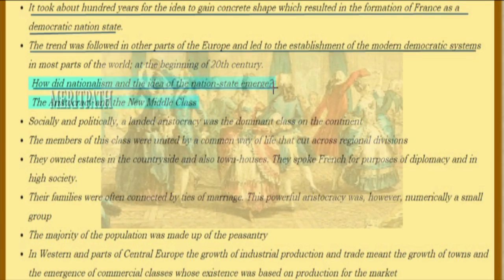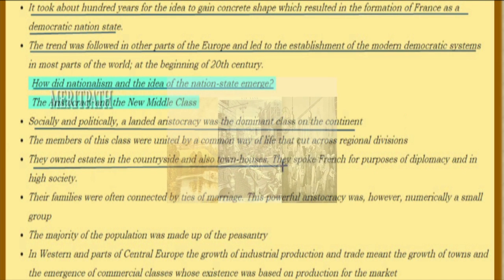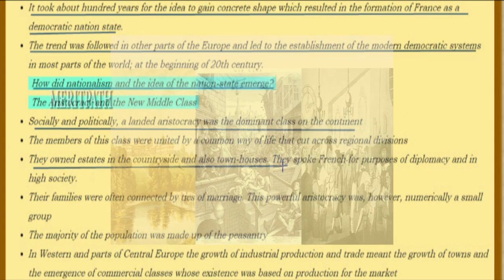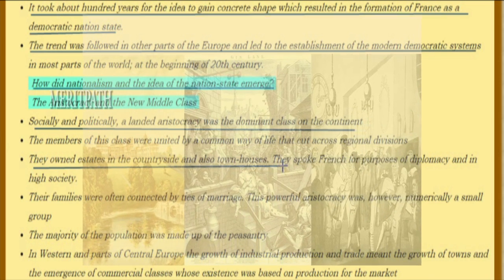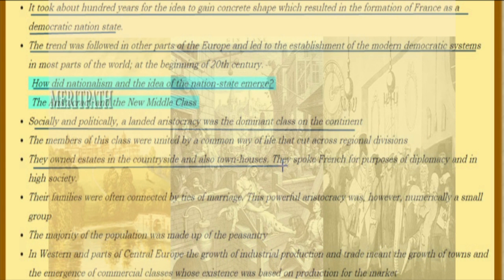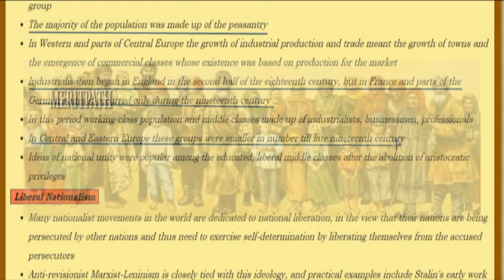The nationalism and the idea of the nation-state emerged among the aristocracy and the new middle class. Socially and politically, a landed aristocracy was the dominant class on the continent. The members of this class were united by a common way of life that cut across regional divisions. They owned estates in the countryside and also townhouses. They spoke French for the purpose of diplomacy and in high society. Their families were connected by the ties of marriage. Besides this powerful aristocracy, the majority of the population was made up of peasantry.